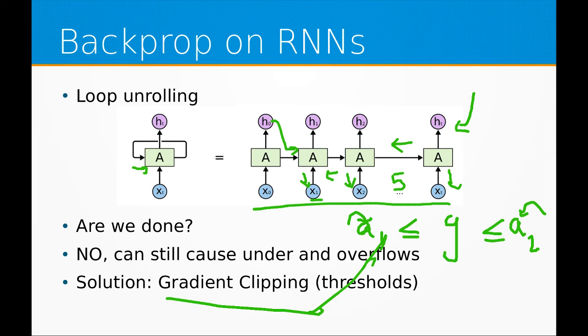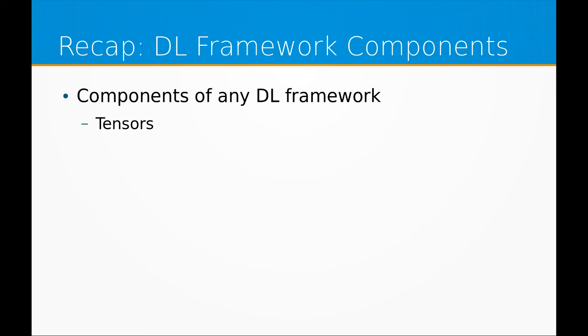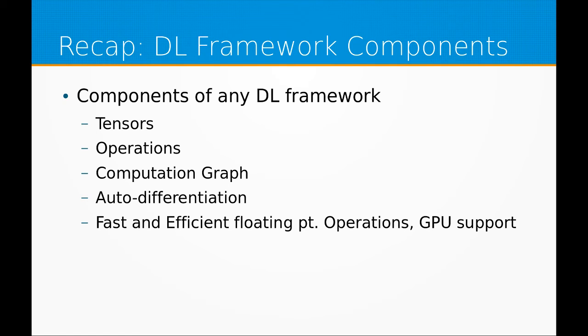Now that we've talked about conceptual ways of how deep learning frameworks work, it's time to get dirty with the details and actually talk about how these are implemented. As a quick recap, these are the components of a deep learning framework: the tensors and their operations, a computational graph, auto differentiation, which is what we talked about just before, like how you compute gradients on a computational graph, and then fast and efficient floating point operations and GPU support, which we'll be talking about now.